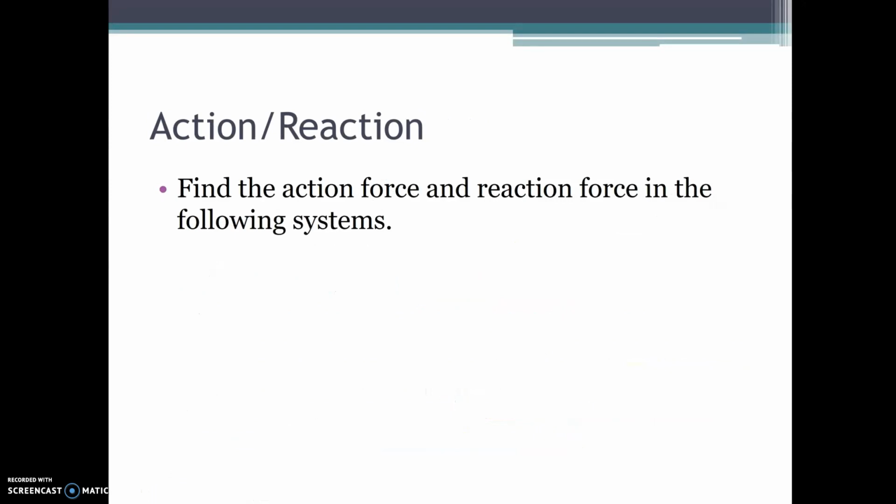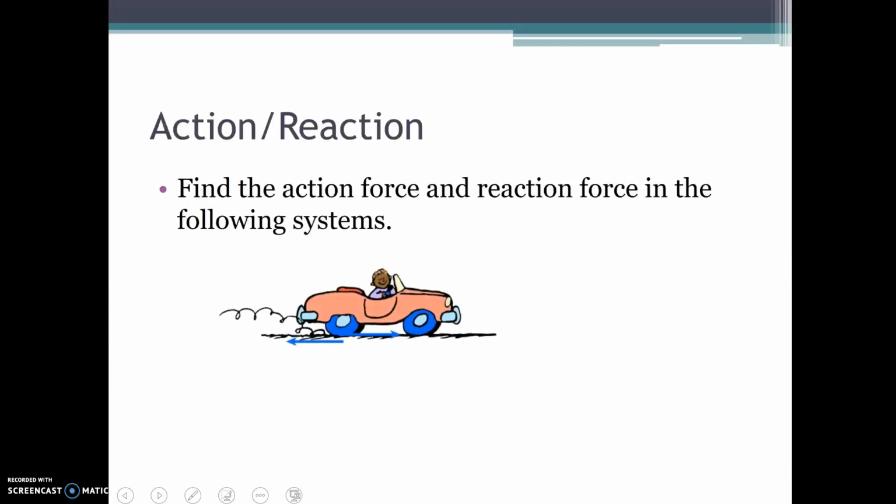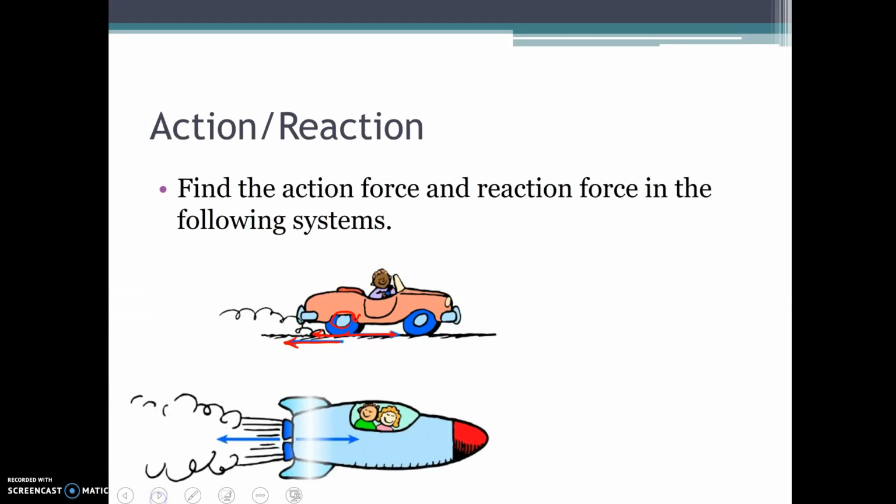So let's find the action and reaction forces in the following systems. In a car, and you can see the arrows here, the tires actually push the earth backwards. It's a little bit hard to think about, but if you think about how your tires turn, they turn this direction, and they're pushing the earth backwards like that. The earth then pushes the car forward. That's a little bit counterintuitive, but the car is not pushing forward. In fact, when the car pushes forward, it drives in reverse. The car pushes backwards and the earth pushes the car forward.